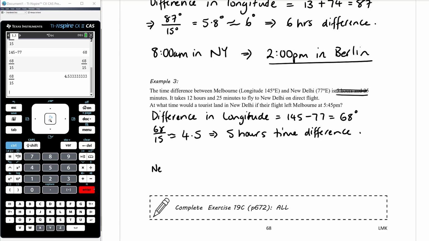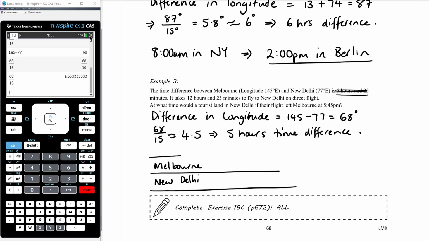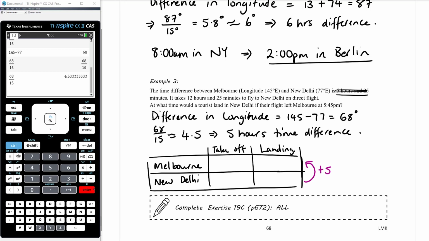I'm a big fan of this in lots of different areas of maths, but let's think about what we've got here. We're starting in Melbourne, aren't we? So let's put Melbourne first. So we've got what time is it in Melbourne, and what time is it in New Delhi, okay? And then we've got takeoff and landing. Now, the key thing to understand is that the time difference is 5 hours, so that means we're going to add 5 hours from the bottom row to the top row, okay?